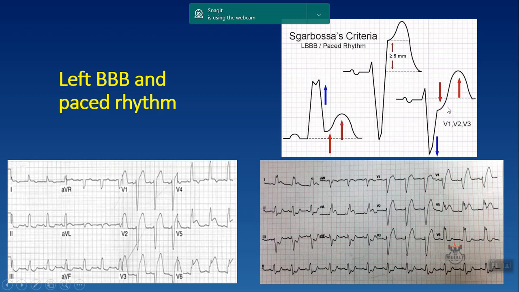So in left bundle branch block and paced rhythm, these are the criteria upon which we diagnose ST segment elevation acute myocardial infarction. However, it's not a rule that in all patients with left bundle branch block that we should see these criteria. However, in any patient with left bundle branch block and symptoms suggestive of acute myocardial infarction, we have to deal with it as acute ST segment elevation myocardial infarction.